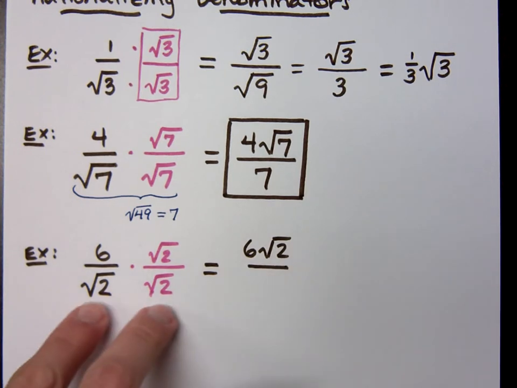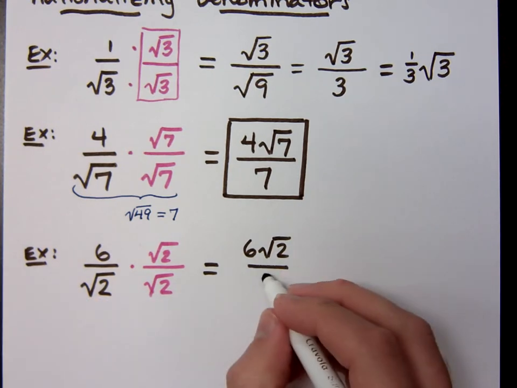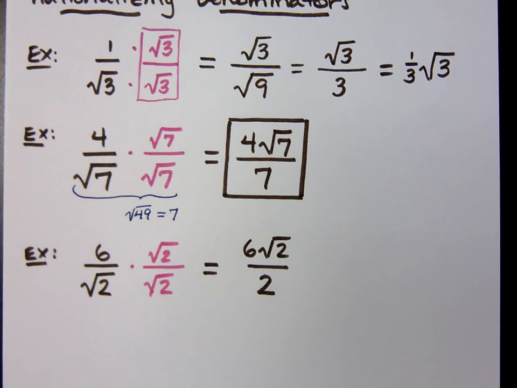In this denominator, what's going to happen? It's going to multiply to give you a 4 inside the square root, but that just gives you 2. And then we divide. Am I done? No, I'm not, because there's simplifying that can be done.